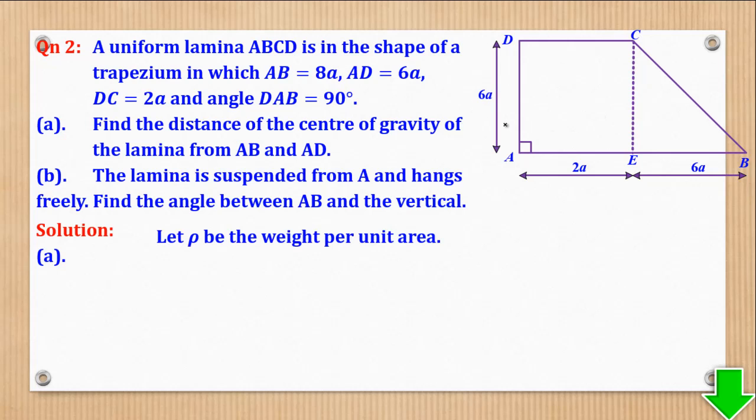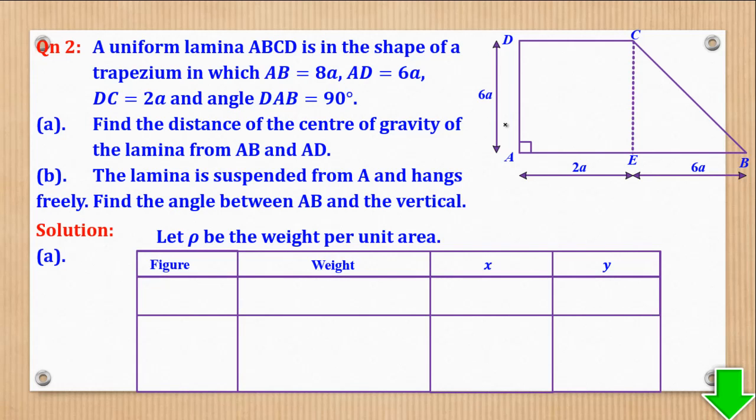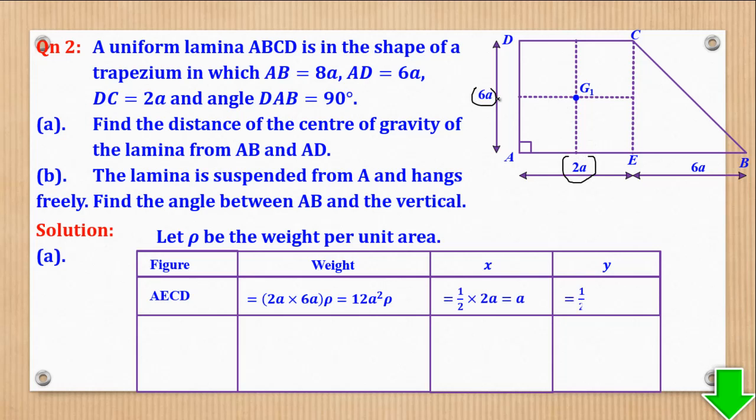Then let rho be the weight per unit area. Then you can now tabulate. You need a column of figure, weight, x and y coordinates. Let's start with the figure AECD, this one, which is a rectangle. Weight is area times rho, which is that. X coordinate will be half of 2a. Y coordinate half of 6a.